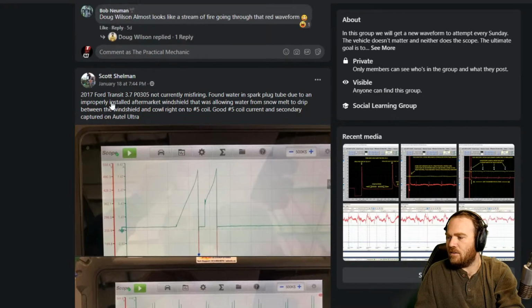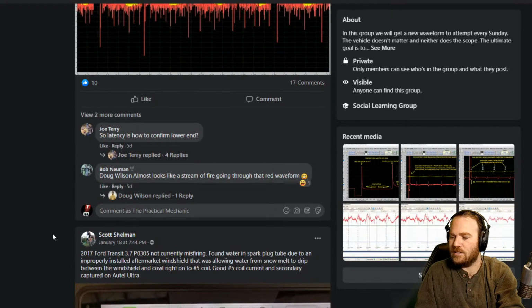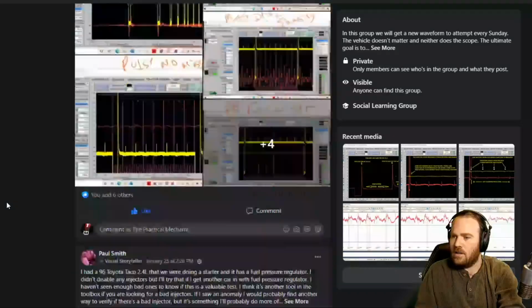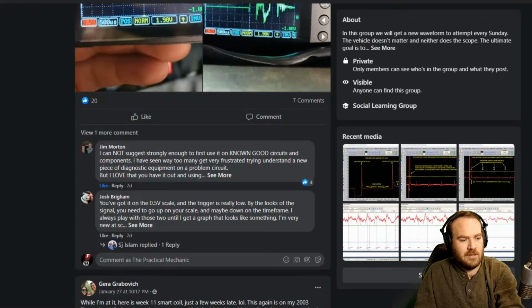And then I think that's it. We covered this waveform from Scott Shellman last week. I'll refresh and make sure that nobody else has posted anything, and then we'll talk about some alternatives to this testing.